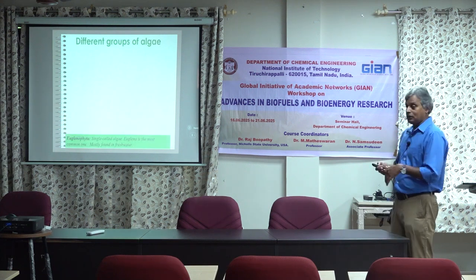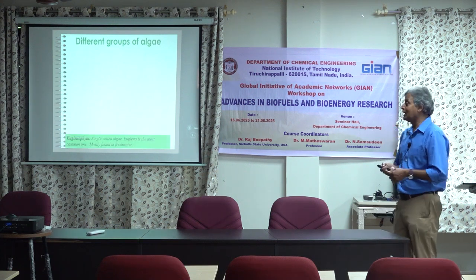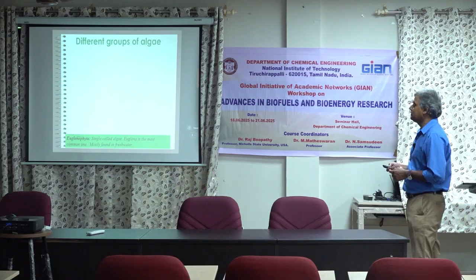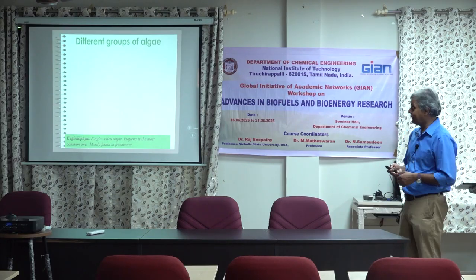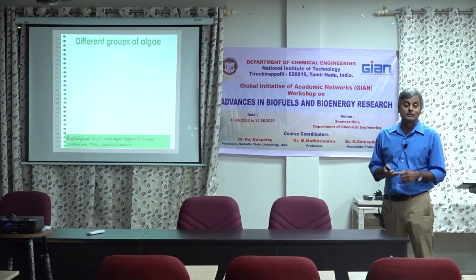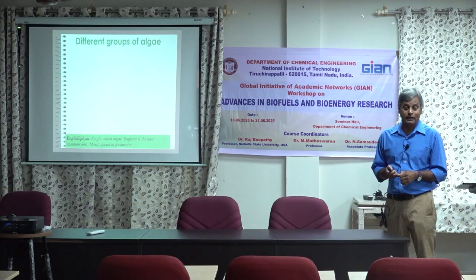Then you have the Euglenophyta, which we call Euglena. It's a single-celled algae, a very, very common one. You can find this everywhere. Mostly it's found in freshwater.